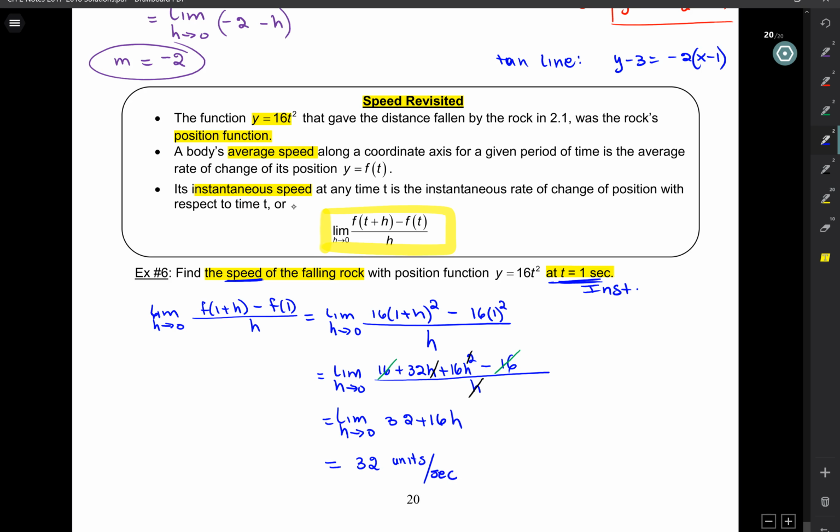Okay? So again, this is the speed at t equals 1. So if the rock is falling, it's not going to stay at the same speed, right? At t equals 1, it's 32, and then eventually, it's going to accelerate, right? 9.8 meters per second squared. So it's going to keep increasing and increasing and increasing. All right. So this will be the end of this chapter.